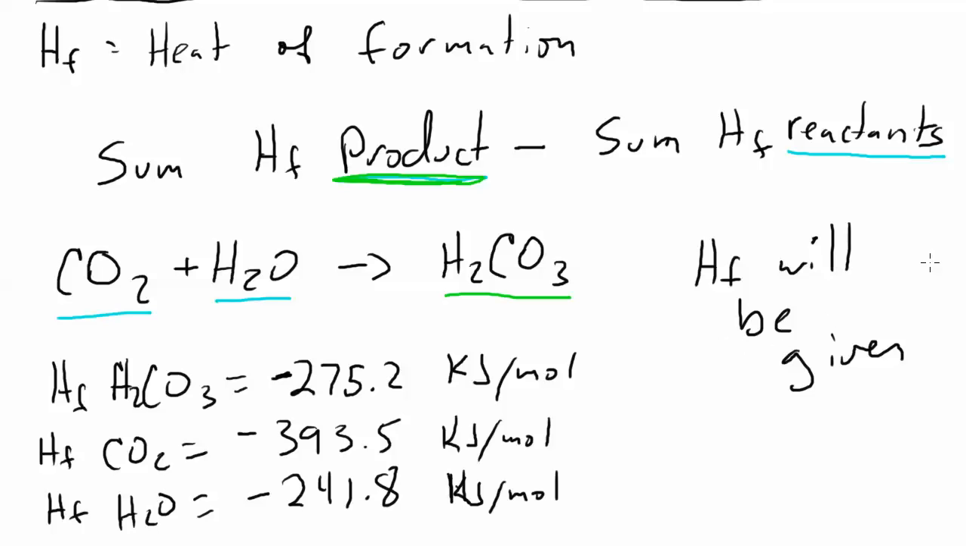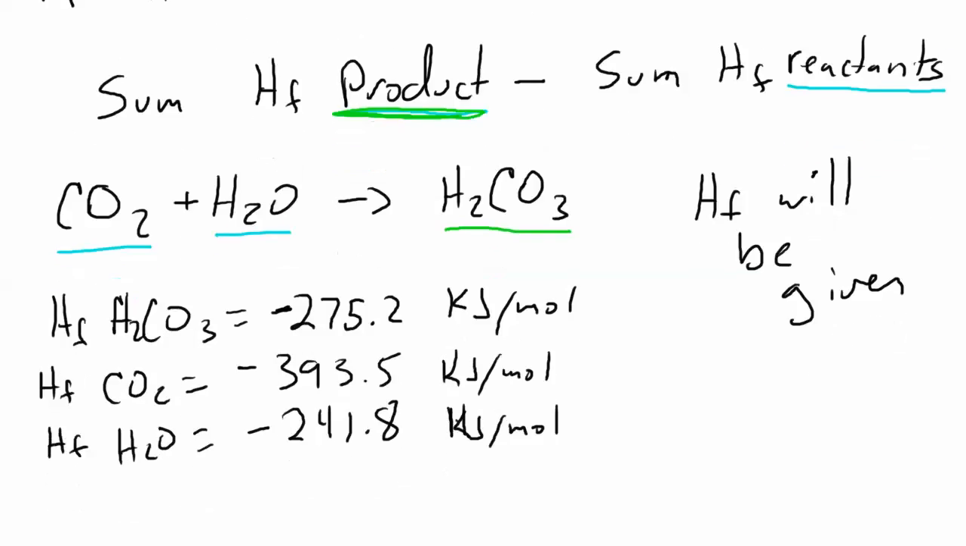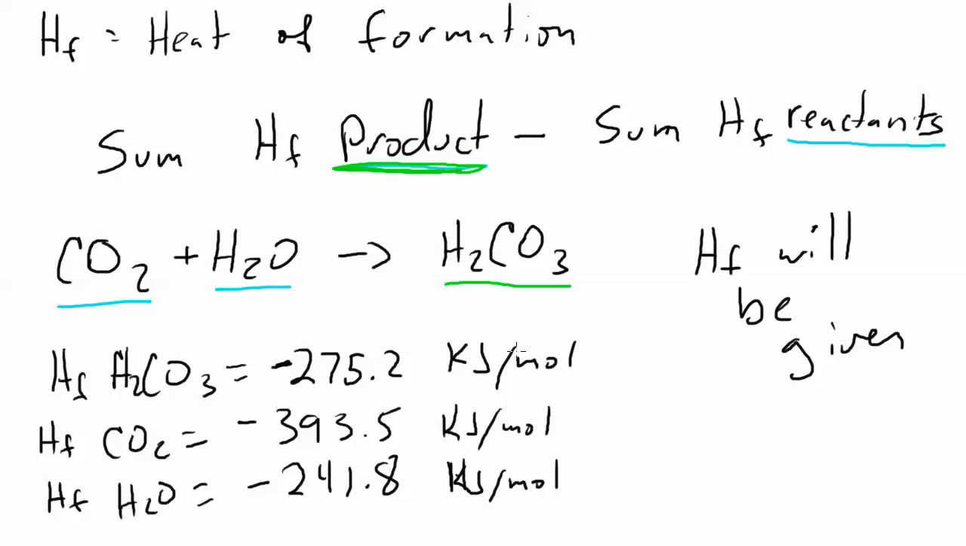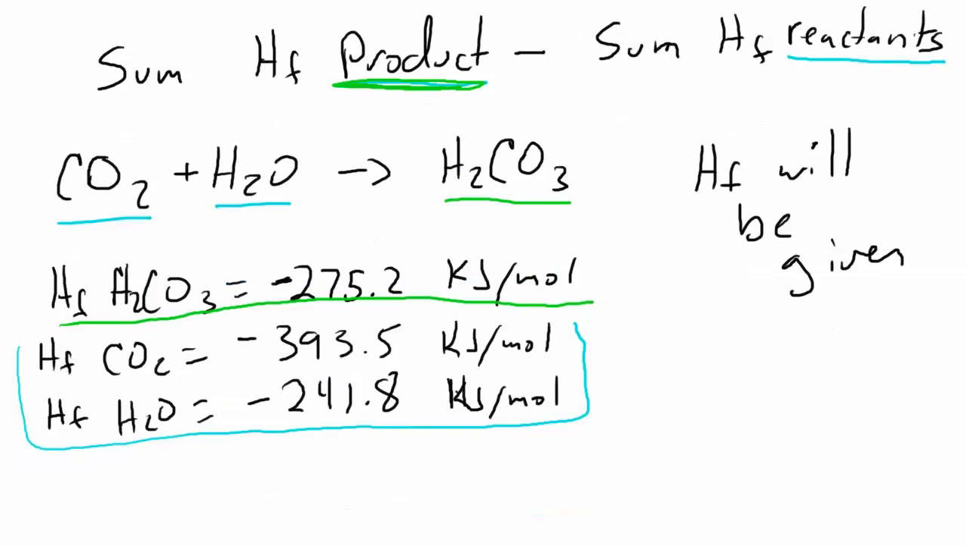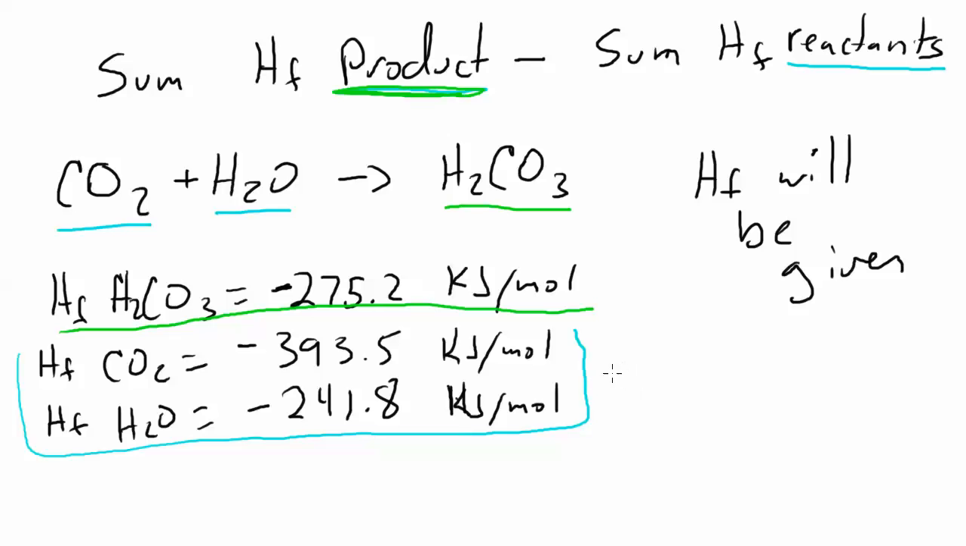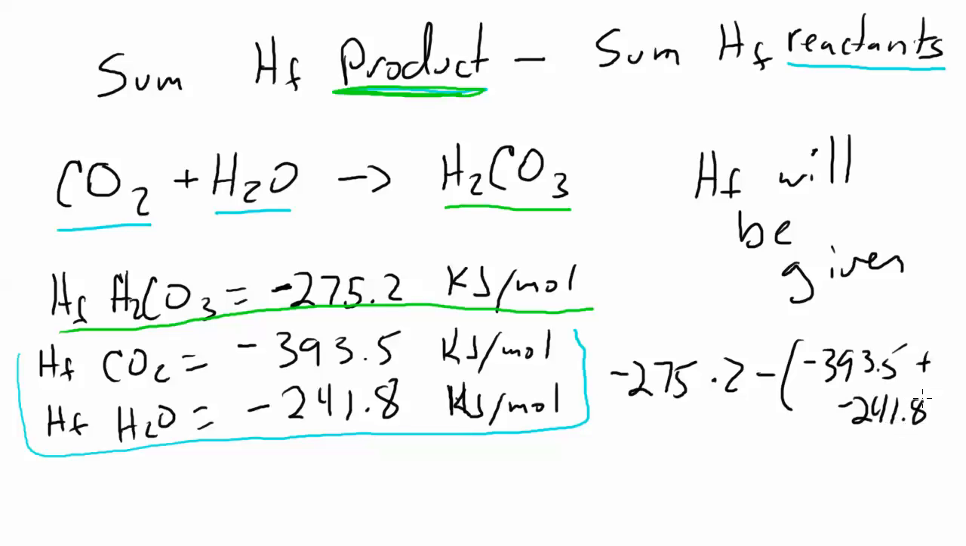So now that I have my amounts, I can go ahead and calculate the heat of reaction by taking the product, which is the carbonic acid, and subtracting the sum of the two reactants, those two. So basically it's going to be negative 275.2 minus negative 393.5 plus negative 241.8. So let me grab my calculator really fast here.